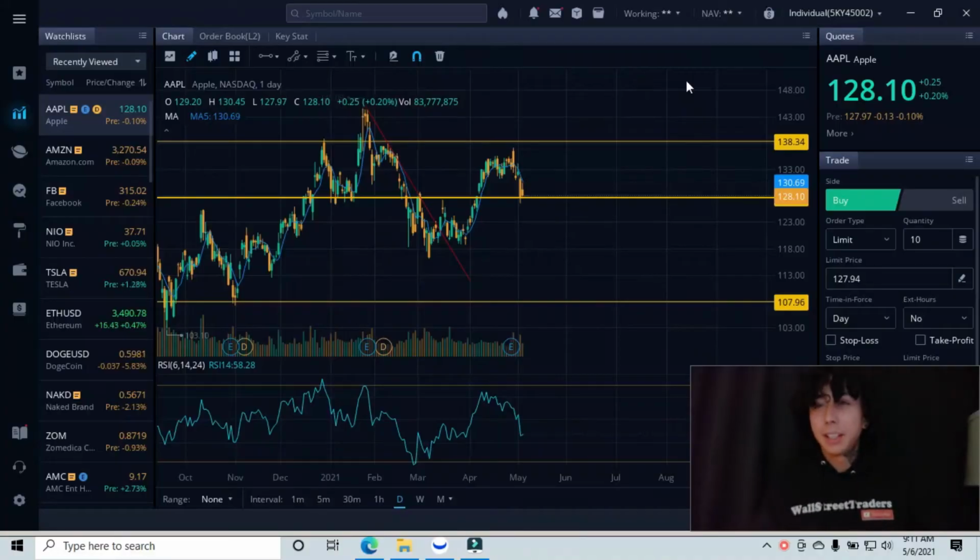Hey guys, this is going to be the last stock that I'm going to break down this morning, and that is Aapl, or ticker symbol AAPL.